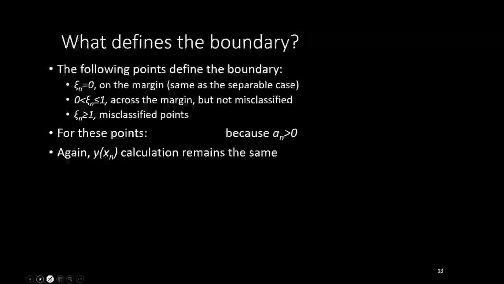So again, let's revise what points define the boundary. Those points where xi equal to 0 are on the margin, right? And xi n will be greater than 0 for these points. They can be between 0 and 1, or it can be greater than 1. So xi n is equal to 0 for points on the margin as well as points that do not matter, the non-support vectors. Okay, so the computation of y n will remain the same as we saw for the hard SVM.